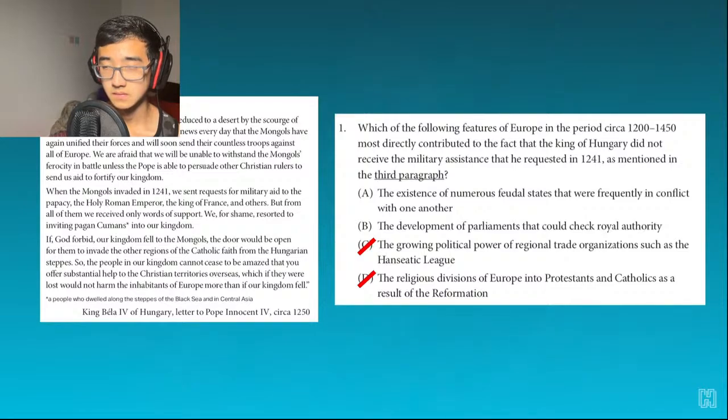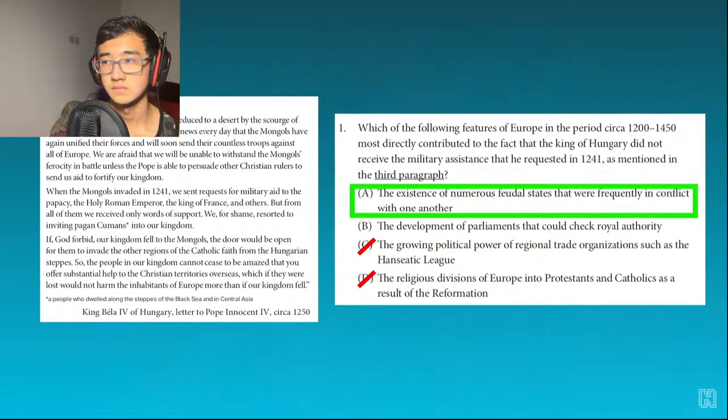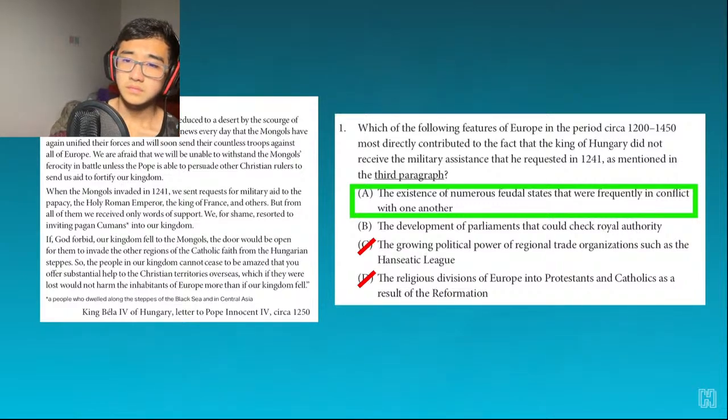The one that is very tempting to choose is B, the development of parliaments that could check royal authority, because those parliaments were indeed in place during this time. However, the correct answer is A. Notice that it draws our attention to the third paragraph. It talks about the Holy Roman Emperor, the King of France, and others. And so the most plausible reason that no troops were sent in support of the King of Hungary is because of the fierce competition between the feudal states during this.